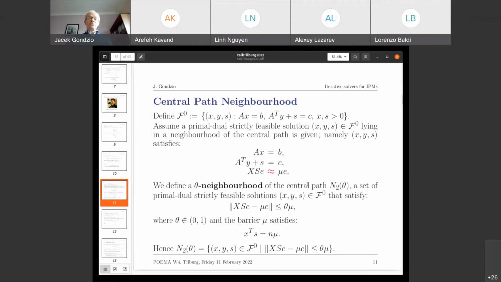Such a definition of the central trajectory neighborhood is a little bit unusual, and it's worth drawing our attention to the fact that the size of this neighborhood reduces as we move closer and closer to the optimal solution. That is, when mu goes to 0, we also ask for being closer and closer to the central path, because the radius of this ball around the central path decreases as mu decreases to 0.